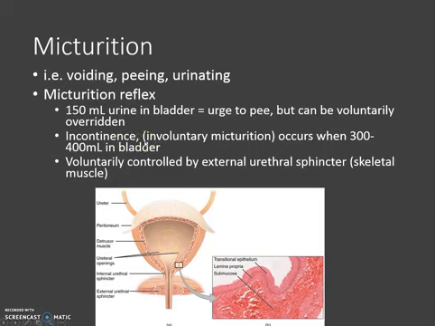Incontinence can also happen if someone sneezes or laughs, or if you just hold it too long before you can find a bathroom, then your urinary bladder is going to force that urine out of your body. But thankfully, most of the time we can voluntarily control it, and that's because the external urethral sphincter here is made out of skeletal muscle. So when you clench your pelvic floor muscles in order to keep yourself from leaking urine, you're voluntarily overriding micturition.